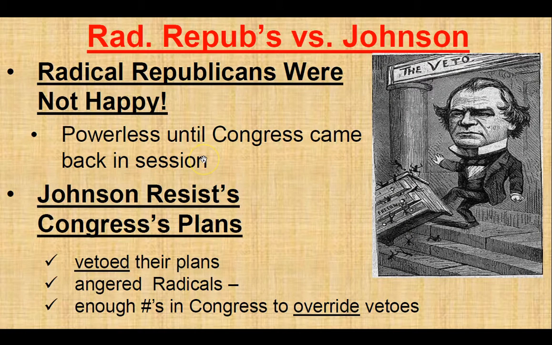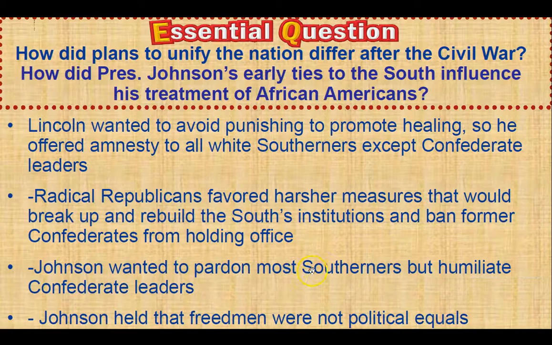So the radical Republicans, when they come back into Congress, they're going to be very upset, and they're going to be basically powerless until Congress comes back into session. And Johnson, when he comes in, there is a little conflict here with Congress back in session. He's going to veto all their plans. He's going to anger them, so much so that they're going to override all of his vetoes, and that'll turn into a radical Reconstruction. So there's your three competing views on the war, on the Reconstruction.